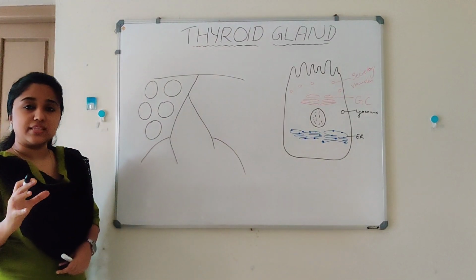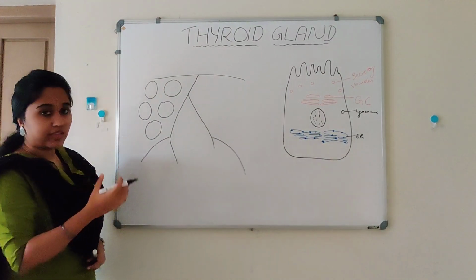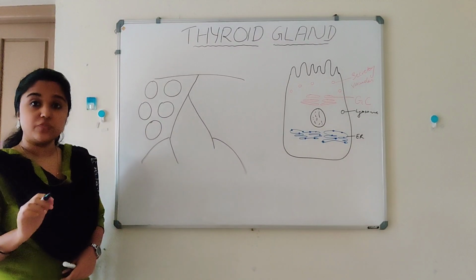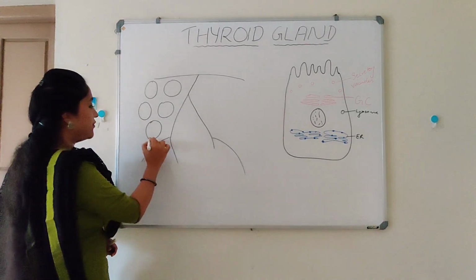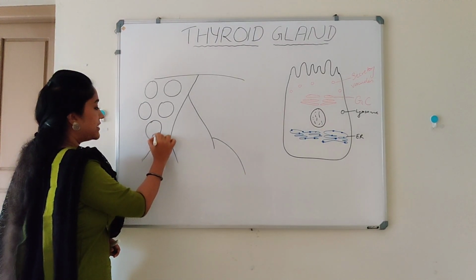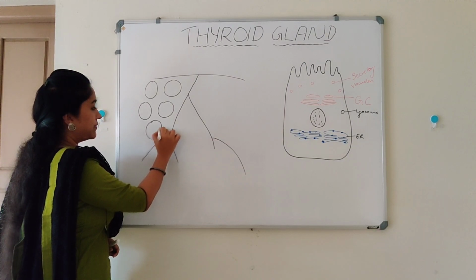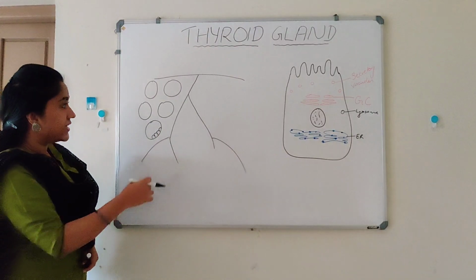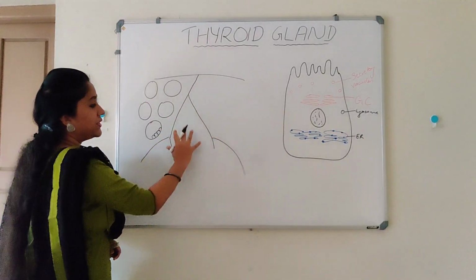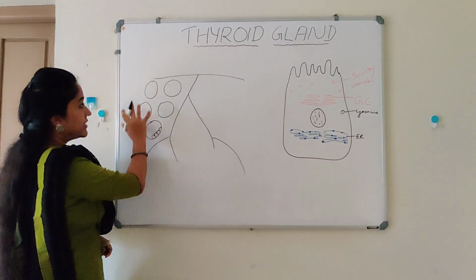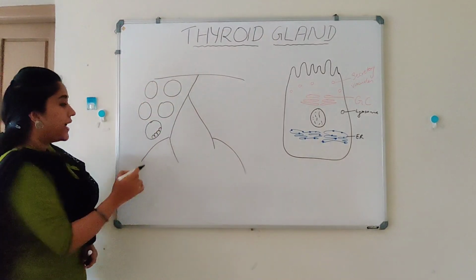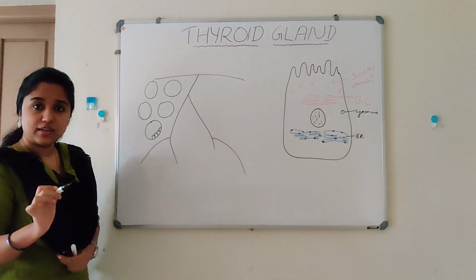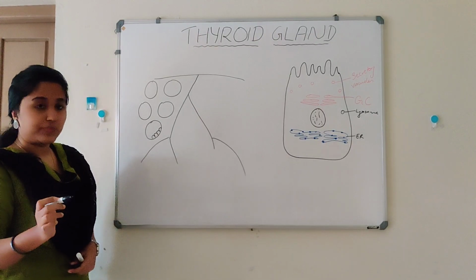So each lobule is a collection of follicles, that is an aggregation of follicles, and each follicle is made up of many follicular cells that rest on basement membrane. So the capsule sends septa inside the gland, which divides it into many lobules, and each lobule has got an aggregation of follicles, and each follicle is made up of follicular cells which rest on the basement membrane.